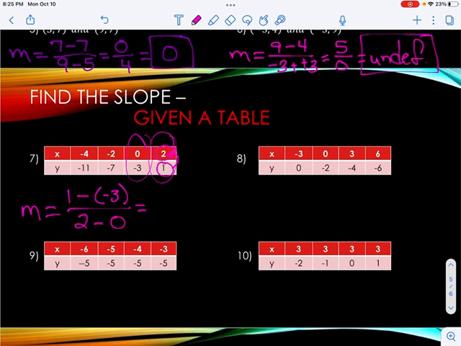So now 1 minus negative 3 becomes 1 plus a positive 3, which is 4. 2 minus 0 is 2. 4 divided by 2 is 2. So my slope would be a 2.